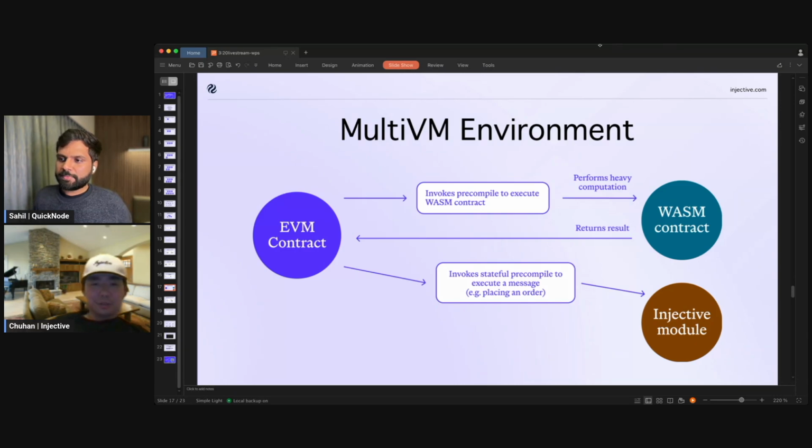But we can combine EVM smart contracts with the advantages of the Injective ecosystem through the multi-VM module that Injective is going to have. What does this mean? It means you can develop your dApps through EVM contracts, and they can also access all of the modules in Injective. Just imagine how good it is.